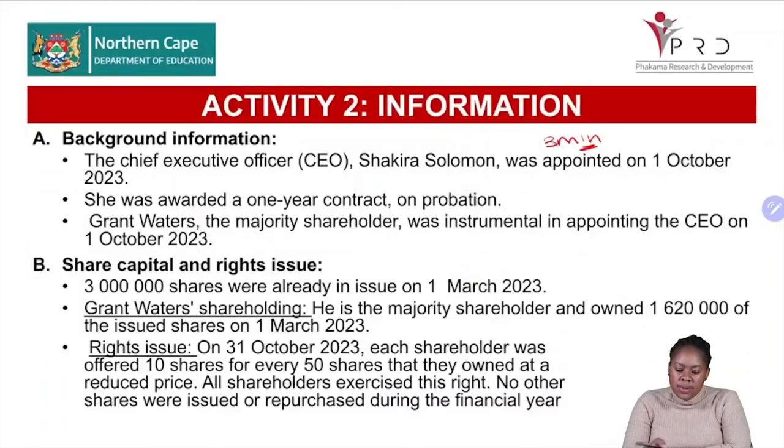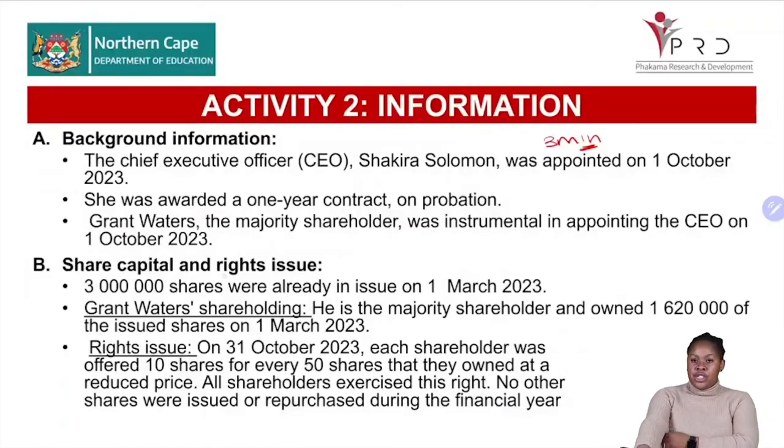Welcome back, grade 12s. Now let's quickly read. It says A, the background information. The Chief Executive Officer, Shakira Solomon, was appointed on 1 October 2023. She was awarded a 1-year contract on probation. Grant Waters, the majority shareholder, was instrumental in appointing the CEO on 1 October 2023. Now, B, the capital and the rights issue.